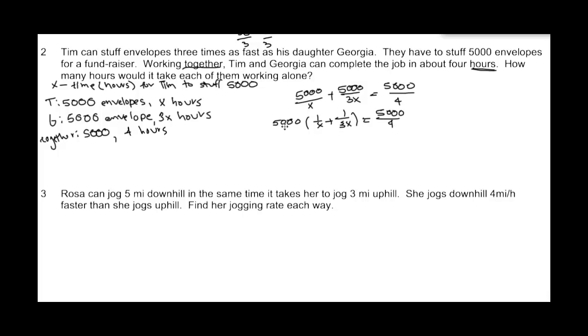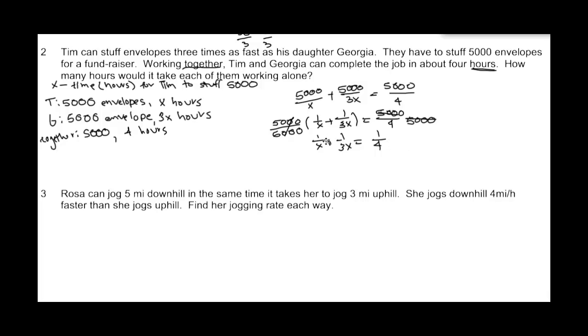So instead of having to work with this little guy, I'm just going to divide both sides by 5,000. That goes away. That's not a 6, that's a 5. Divide by 5,000. Goes away. That just leaves me 1 over x plus 1 over 3x equals 1 over 4.